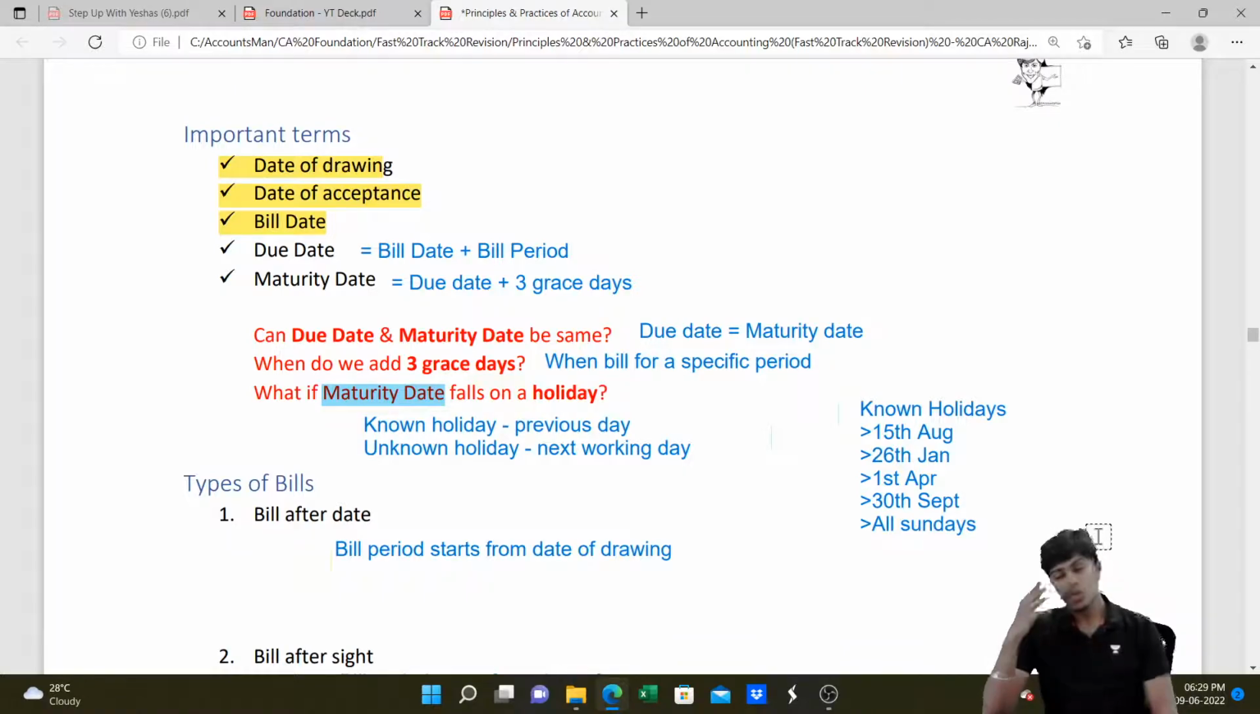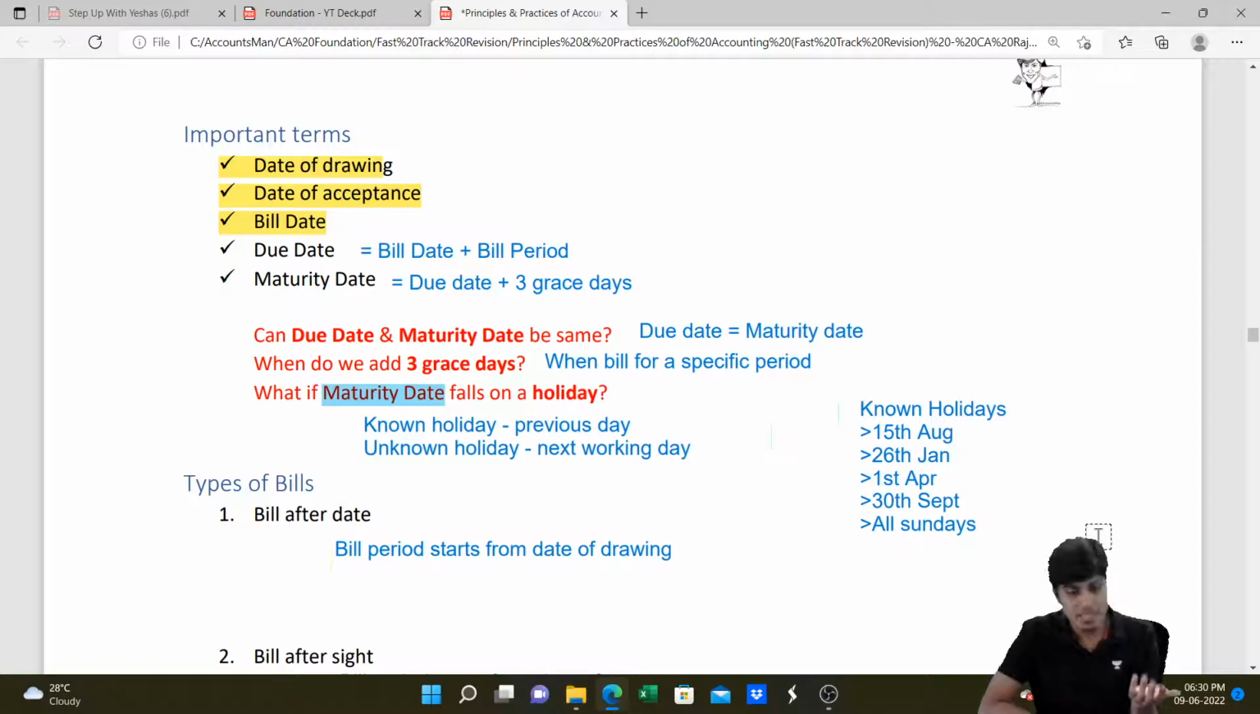And Sundays also. Sir, I am very sure, I know very clearly that that day is Sunday. I'll take the previous day. Don't take it. They will tell in the question that it is a Sunday. Only then you take it. If they don't tell, don't take it. Do you get it? So there are only 5 known holidays.